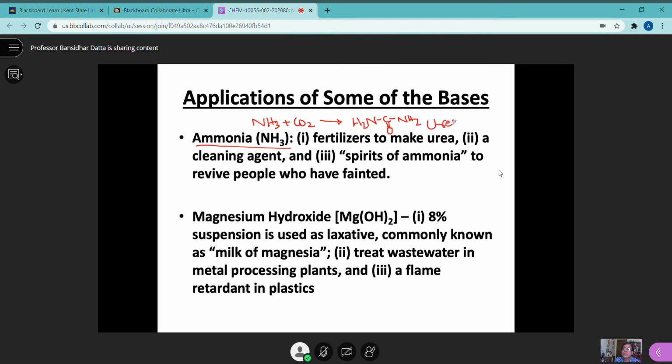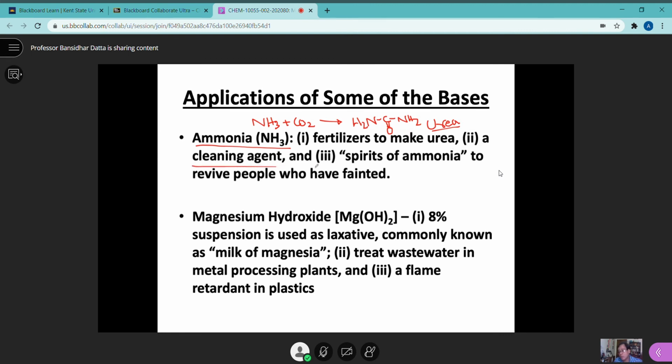Does anyone know the application of urea? Why do you use urea? It's a fertilizer. The plants love it as a nitrogen source and to some extent a carbon source as well, but mainly the nitrogen source. These two nitrogens are basically utilized by the plants. Plants need lots of nitrogen, right? It's nitrogen fixation. So urea is routinely used as a fertilizer. The farmers love it.